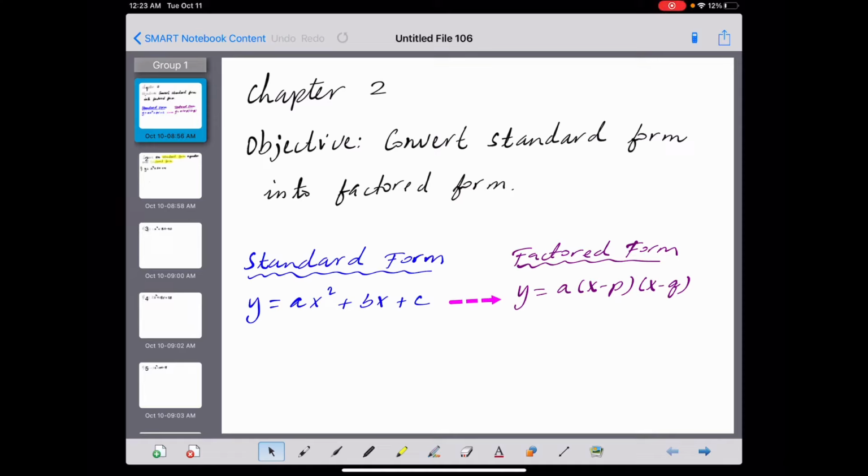Okay guys, in this lesson I'm going to show you how to convert from standard form into factor form. As you can see, in standard form we have y equals ax squared plus bx plus c, and factor form is y equals a times (x minus p) times (x minus q). Okay, so let's look at number one.